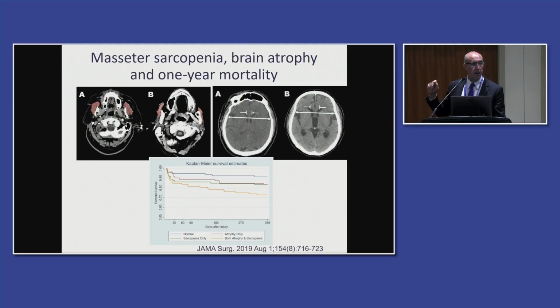So we could look at head CTs. Again, multidimensional. We look at the masseter muscle at this point, and we look at the bicaudate ratio. Basically the idea is that as our brain atrophies, the ventricles become larger, and we can look at the size of the ventricle and how much the brain has atrophied.